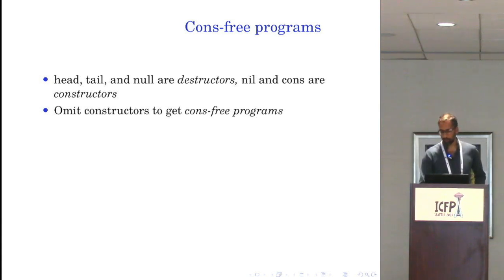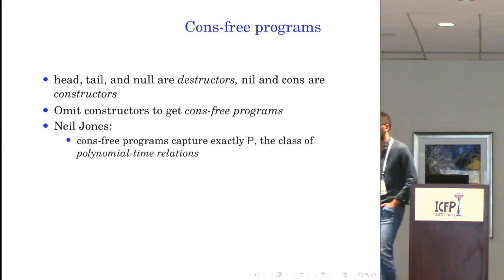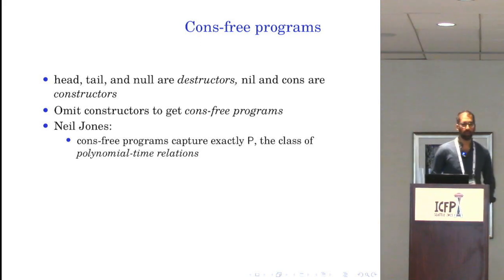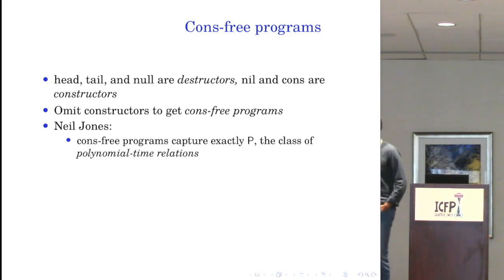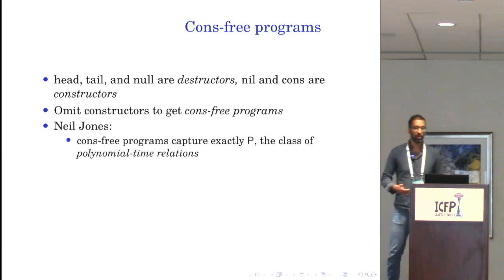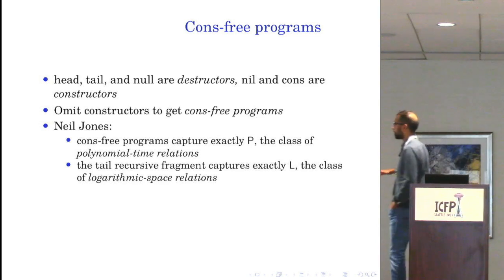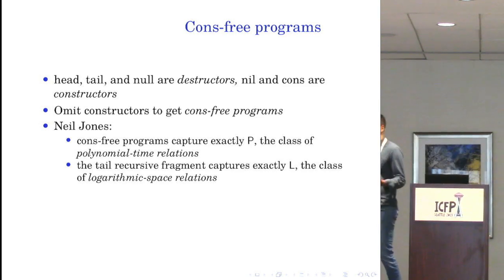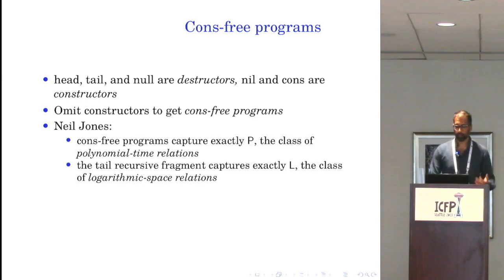It's a by now classic theorem of Neil Jones that cons-free programs, if we're looking at programs which compute relations, so functions of type string to Boolean, compute exactly the class of polynomial-time relations. In other words, every polynomial-time relation is computable by a cons-free program of the appropriate type, and every cons-free program of the appropriate type computes a polynomial-time relation. And if we restrict ourselves to the tail-recursive fragment of this language, where every recursive call is in the tail position, then we capture logarithmic space in exactly the same way.